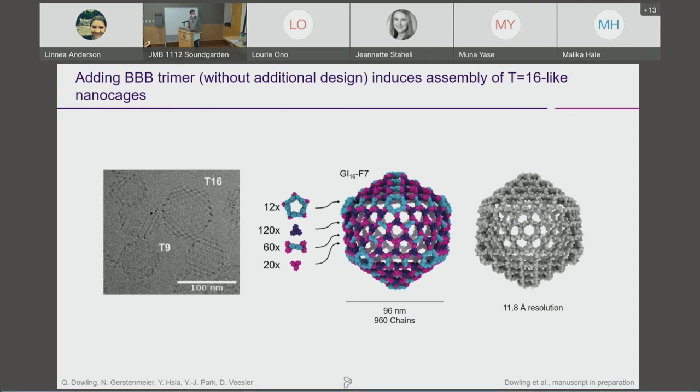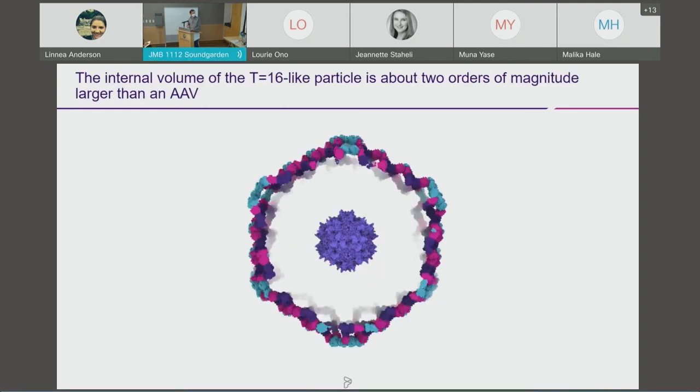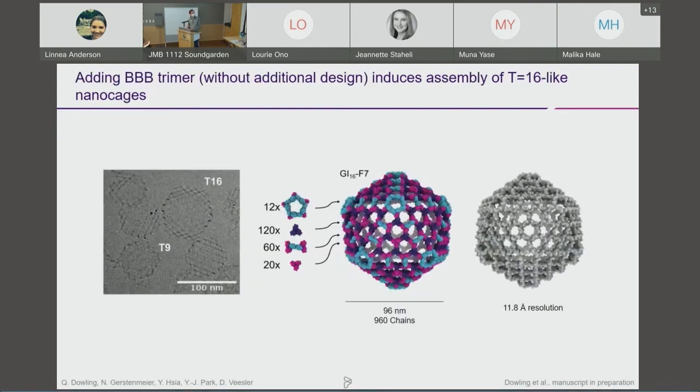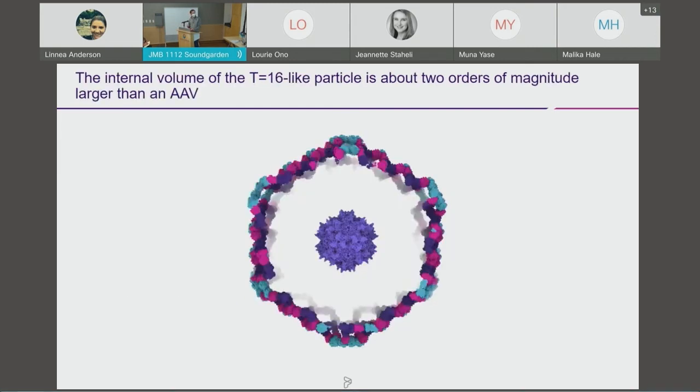And so this is really fun. And one of the things that Quentin noticed is that the internal volume of this structure is significantly larger than in AAV. So about 2 orders of magnitude larger internal volume than in AAV. So that's fun to think about, but let's not forget that this thing is really very porous and doesn't have anything related to packaging in it. We've got a long way to go, but it's exciting to think about what you might be able to do with a particle like this.